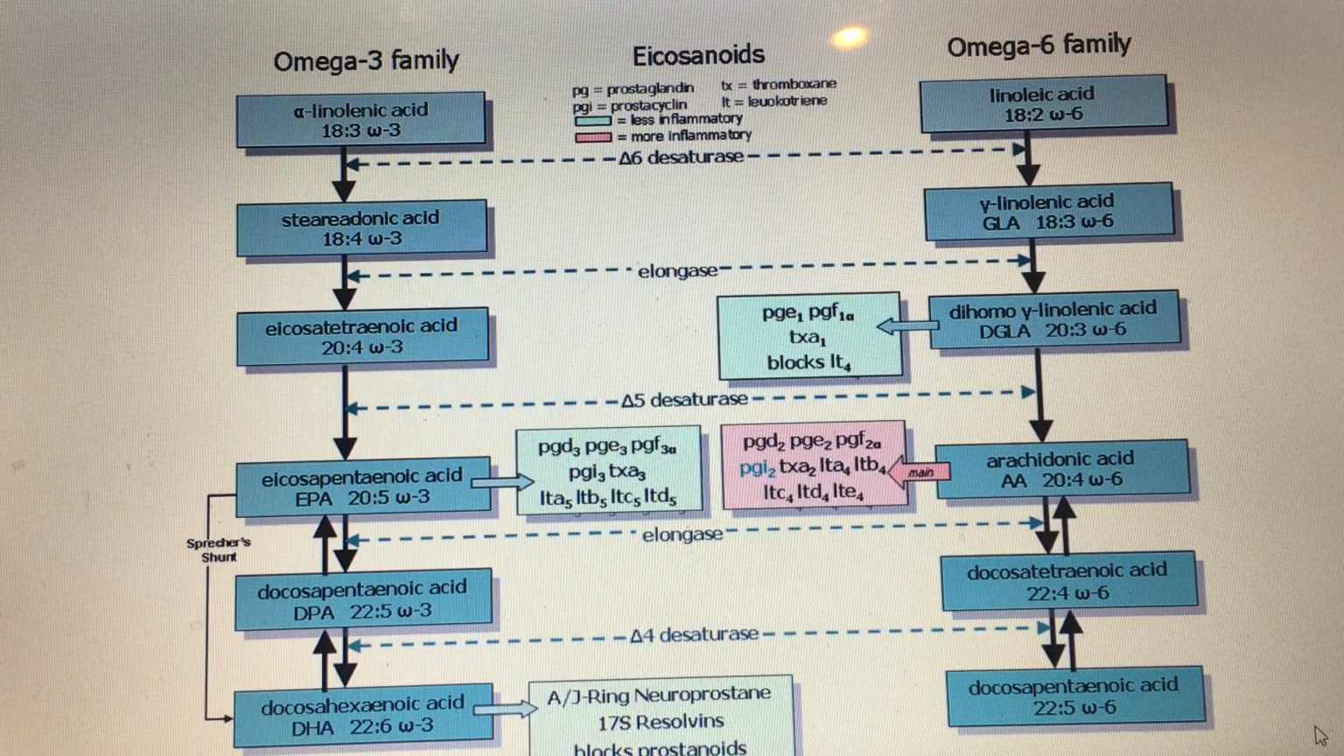Well, they're not necessarily bad, because sometimes you need inflammation in your body. If you have a cut, you need inflammation. If you damage tissue, the inflammatory process is what heals your body sometimes. So it gets out of control when you have too many omega-6s.